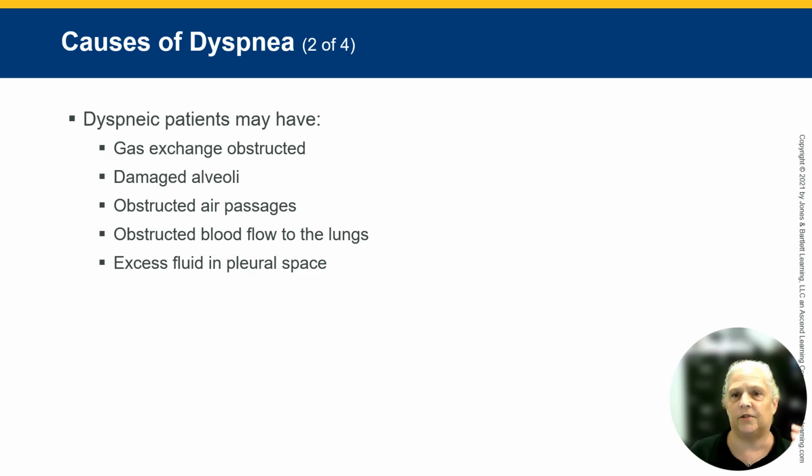gas exchange obstructed between the pulmonary circulation, whether there's fluid in the lungs, infection, or collapsed alveoli. If the alveoli are damaged, they may not be able to transport the gases properly across the walls. We can have spasms in the muscles of the airway. We can have weak, floppy airway walls. There could be an obstruction of blood flow, such as a pulmonary embolus, or we can have excess fluid or air in the pleural space.